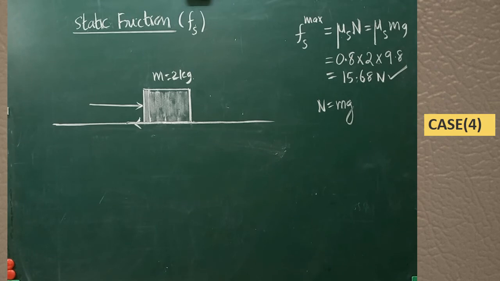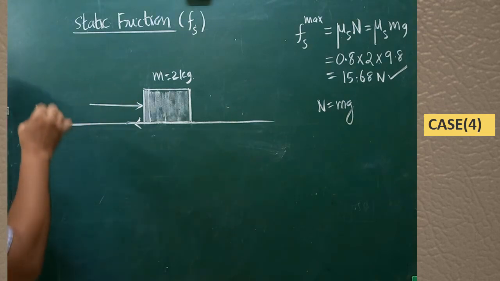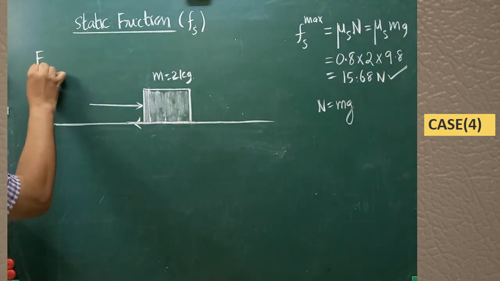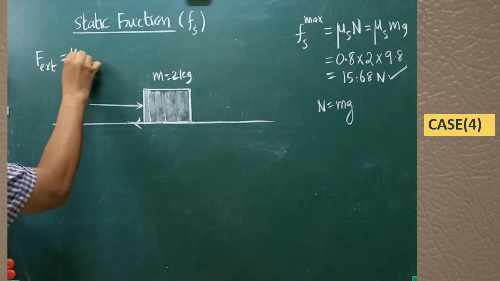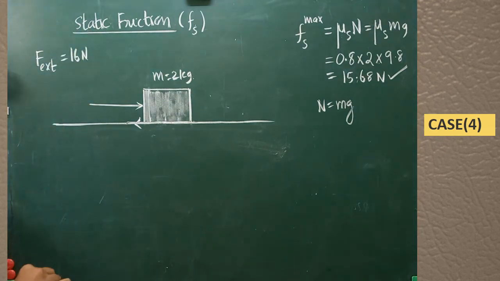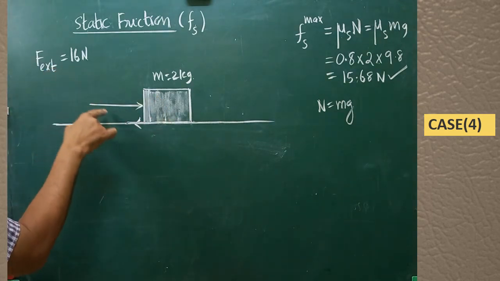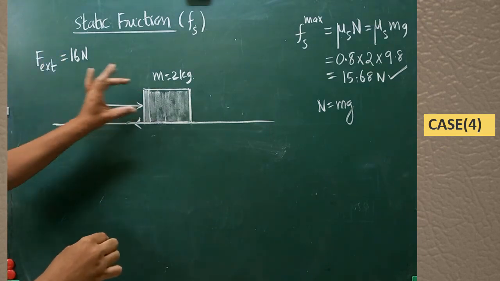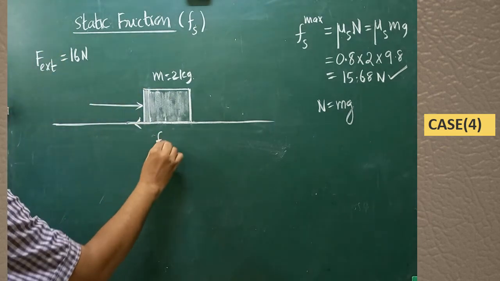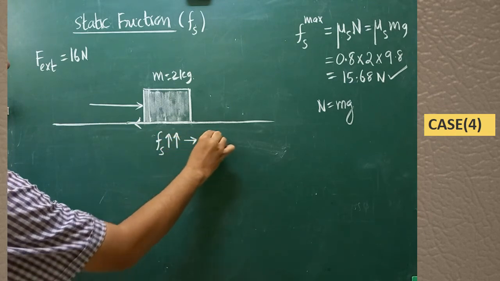Now I am going to teach you when the body starts to move. I want to move the body. What do I have to do? Now I am going to apply another external force. Its value is now 16 Newton. Are you clear? How much? 16 Newton of force is acting on the body. So that is the value of the external force. As soon as 16 Newton acts on the body, the frictional force starts increasing and attains its maximum limit.